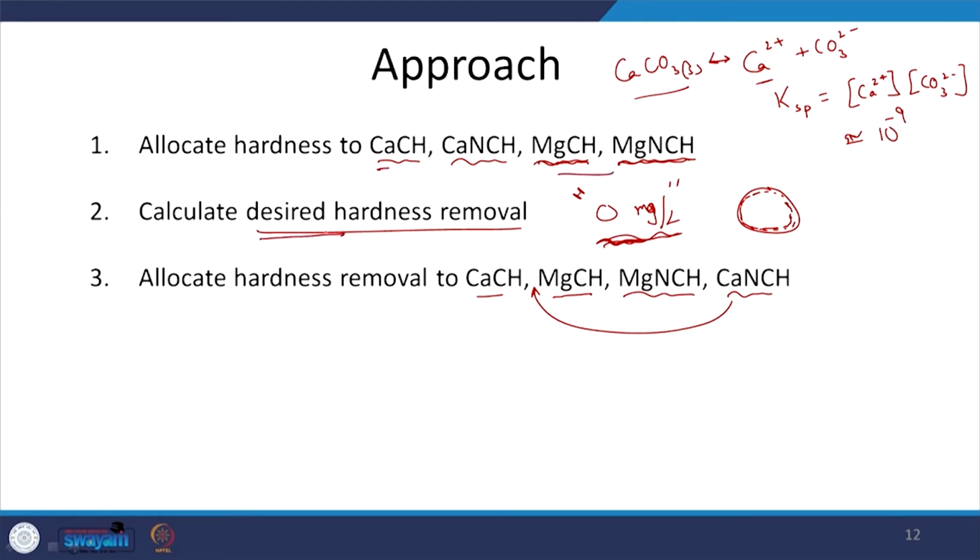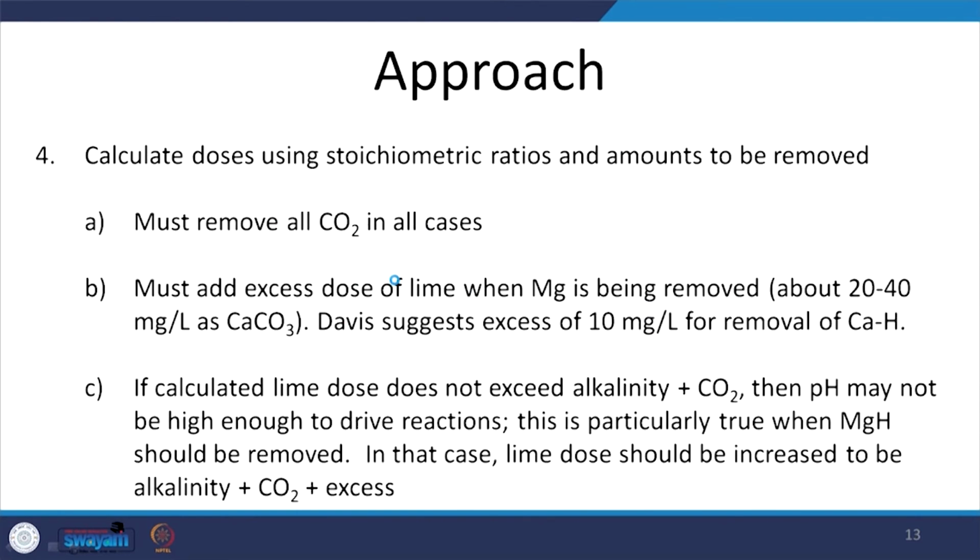Find out what the objective is, to what level you want to remove, is it 200, 150, 80, 40 or such, and then you will calculate the amount of lime or such required. You want to remove carbon dioxide in all cases. If there is any carbon dioxide, all of it will have to be removed, and then add an excess dose of lime when magnesium is also being removed. You have magnesium carbonate hardness being removed, along with the calcium carbonate hardness.